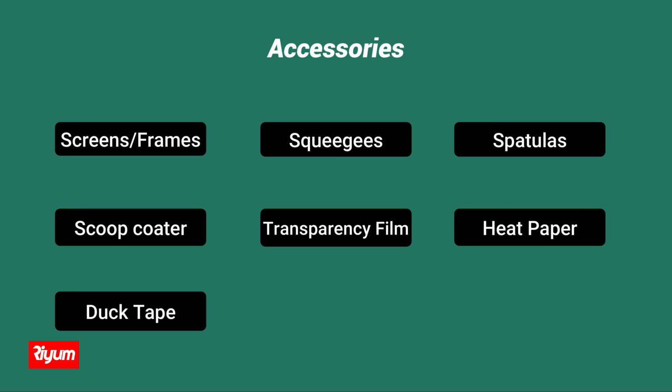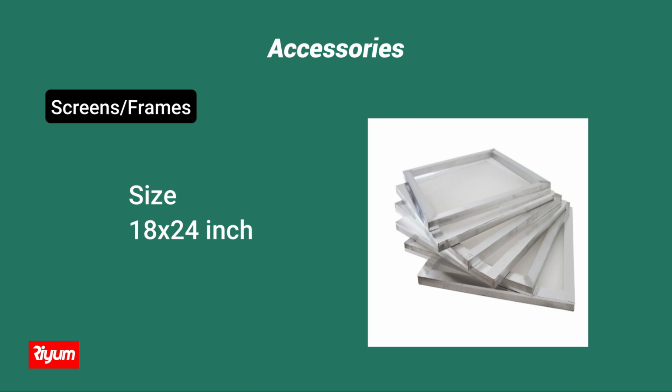So these are the 7 accessories. In the beginning you'll be needing them. As you grow, you might want to increase the number of squeegees, frames, and other things as well. Even the frame size as well. Usually we recommend you to go and get the 18 by 24 size. This frame size will help you to print A3 plus size, A3 size, and also A4 size.